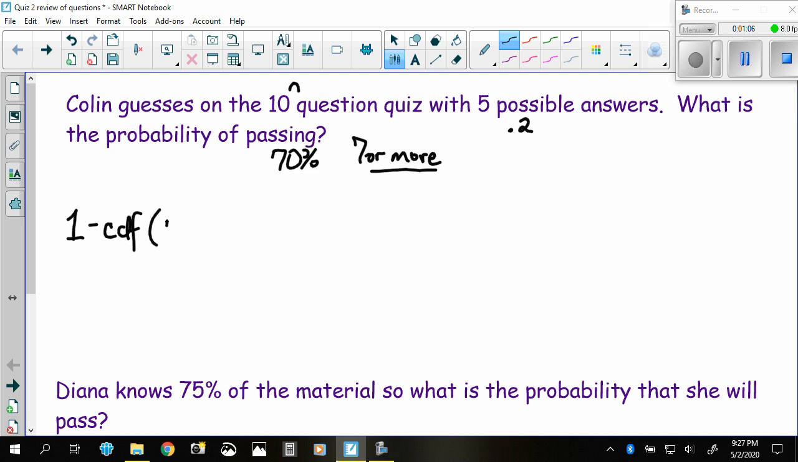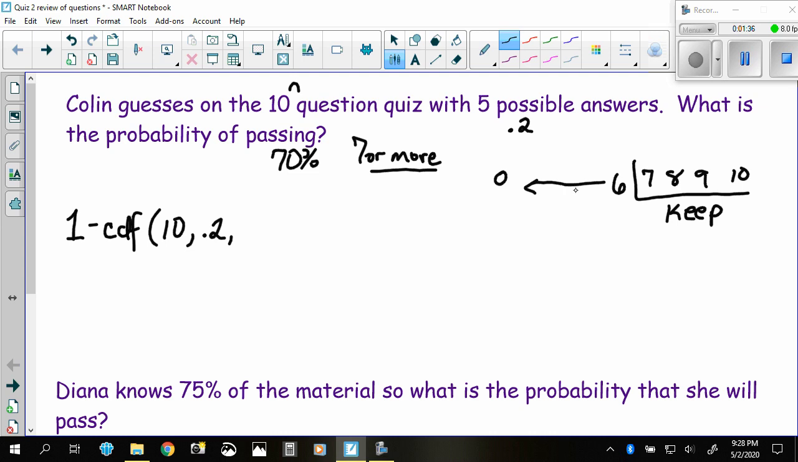Okay, so we have 10 total questions, a probability of 0.2. Now, to figure out the number we need to put in the back, we are subtracting values away from the total. So if we look from 0 to 10, we want to get 7, 8, 9, or 10. Those are the numbers that we want to keep, because those are the values that will give us passing scores. So 6 and below down to 0, those are the ones that we want to get rid of.